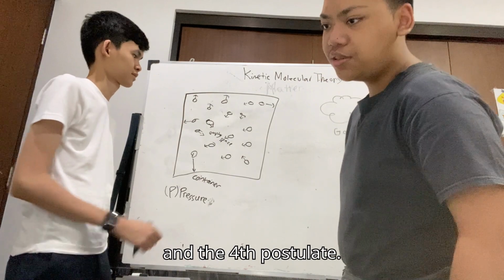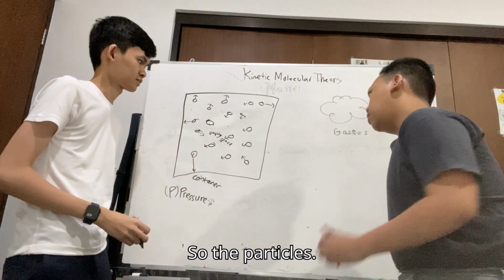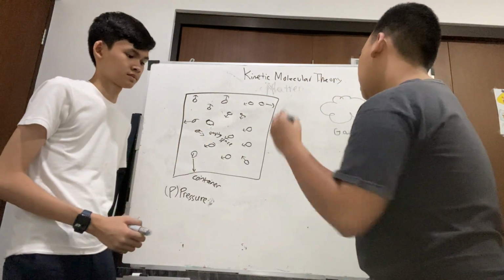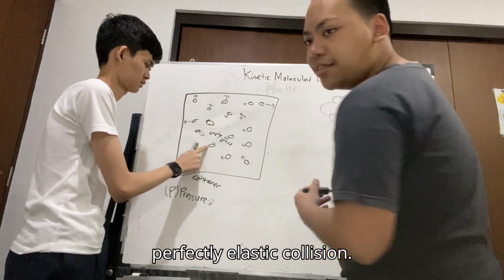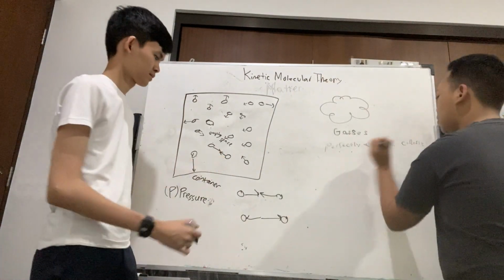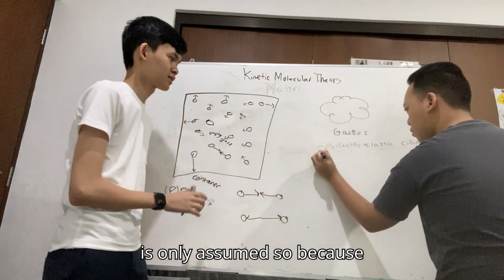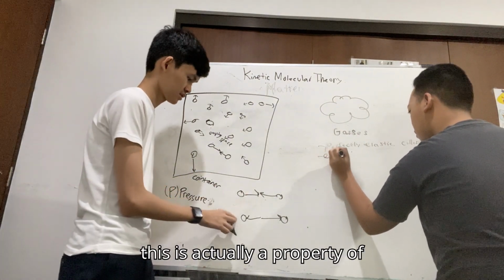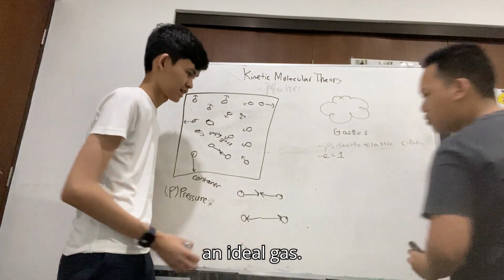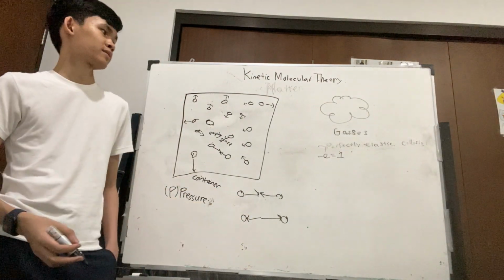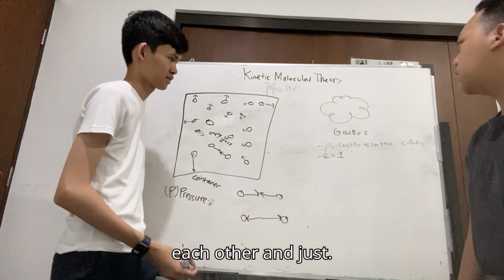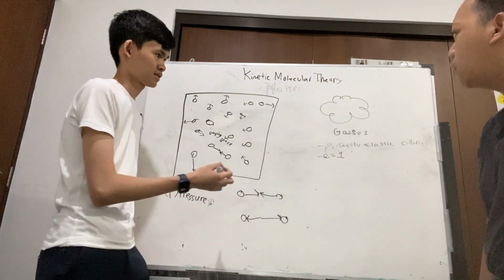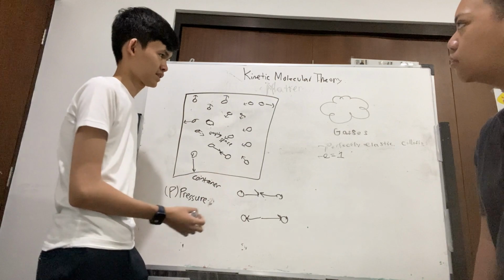And the fourth postulate, so the particles collide with a perfectly elastic collision. But this is only assumed so, because this is actually a property of an ideal gas, where the particles do not interact with each other and just have perfectly elastic collision.